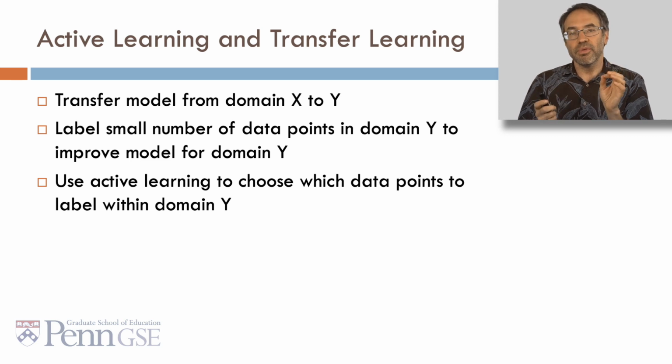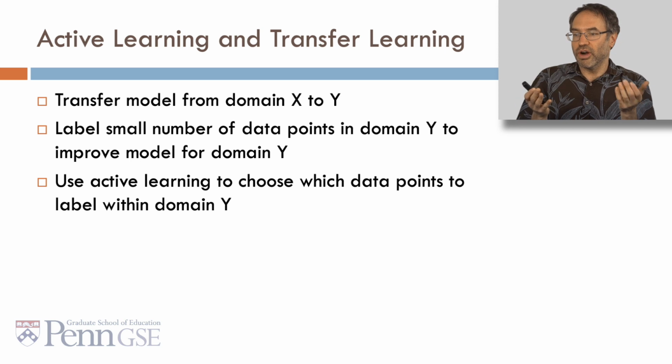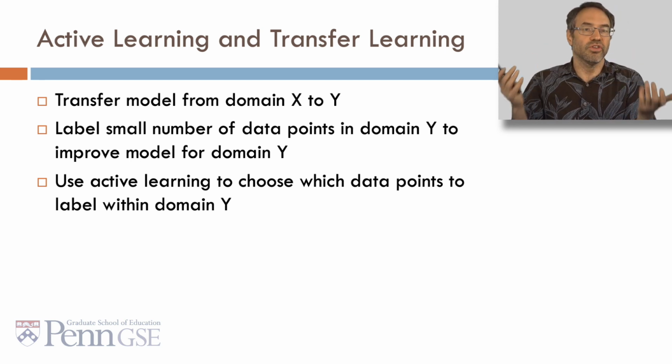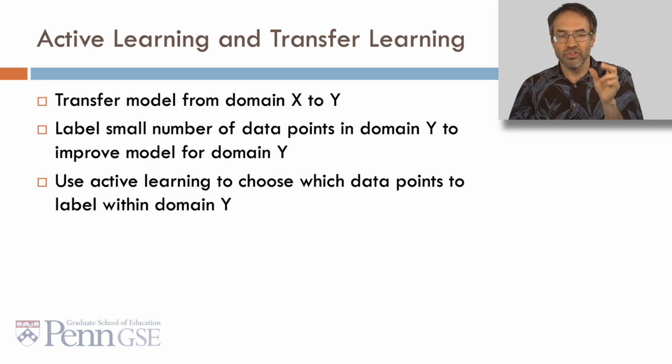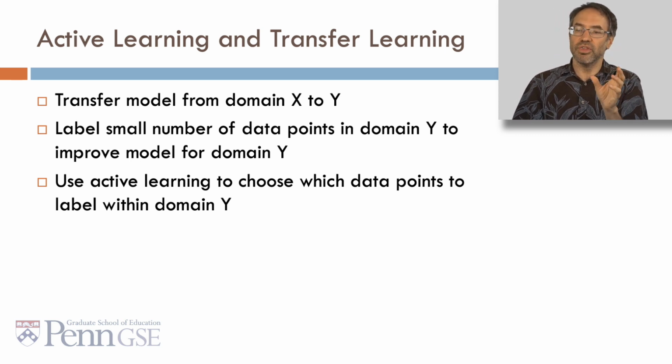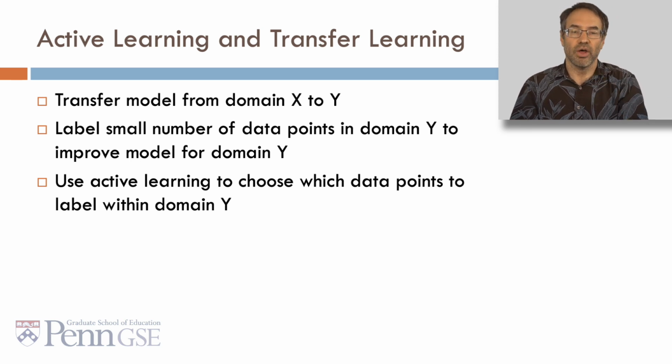And it's active learning that we use to choose which data points we should label within domain Y. People sometimes call this the warm start method, as a contrast to the cold start of having a new domain and not having much for your model to decide on. In this case, the warm start is we start with a model that's already, we think, better than nothing, and we use active learning to improve that model for the new domain.